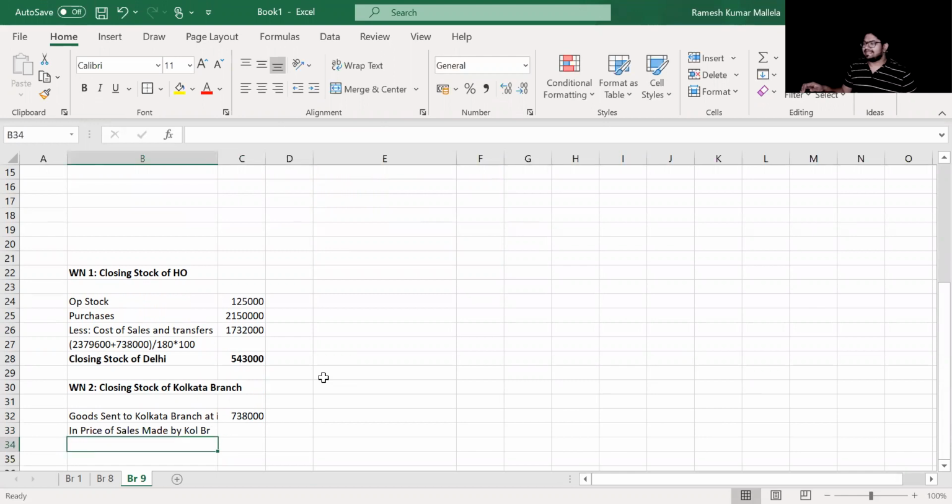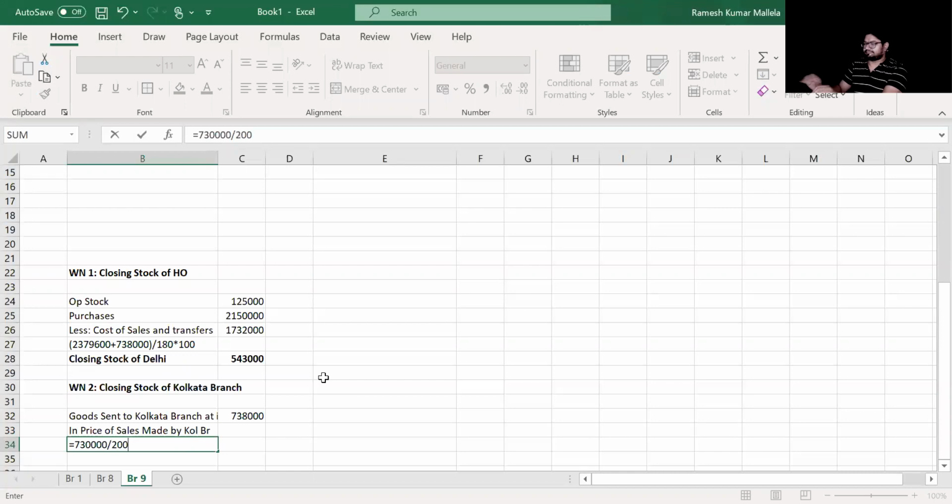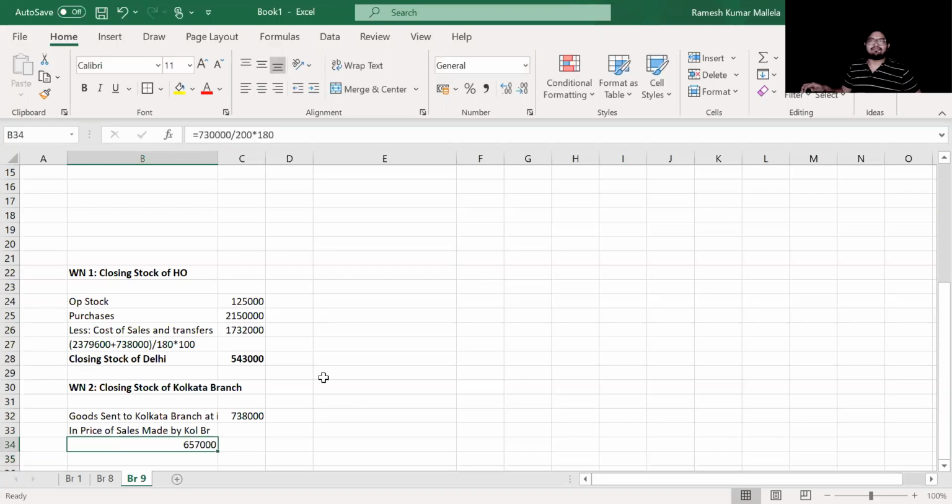He says he has made a sale of 7,30,000. Okay. This is made at what rate? At 200%. What do I want? I want 180 because I sent it at 180. Okay. So by doing this, I get 6,57,000. That means something which I have sent for 6,57,000, he sold for 7,30,000. Okay. So please take it here.